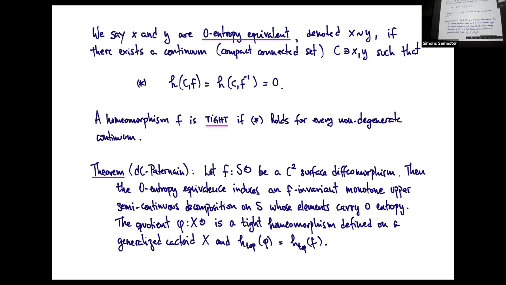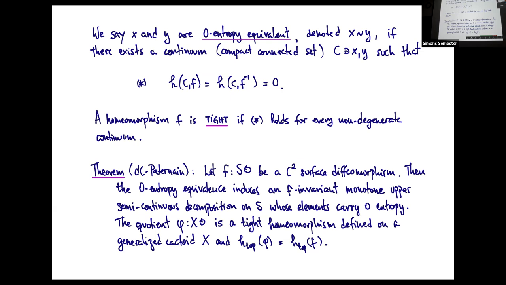Now we can talk about zero entropy equivalence. You declare two points to be zero entropy equivalent if you can join these two points by a continuum which has zero entropy. Let me say this again. So two points x and y are zero entropy equivalent if there is a continuum C which contains both points and which carries zero entropy. But this continuum should carry zero entropy under F and F minus one. So if you can find such a continuum that contains both points and carries zero entropy for the future and the past, then you call these points zero entropy equivalent.